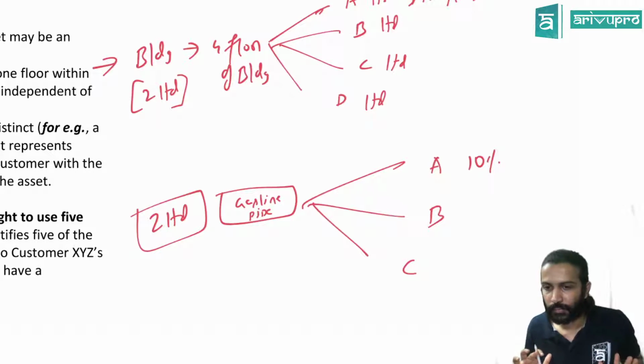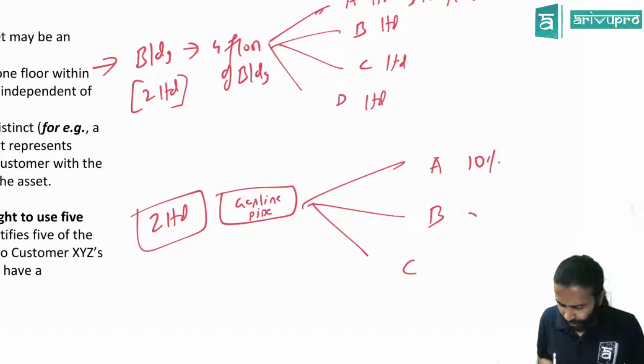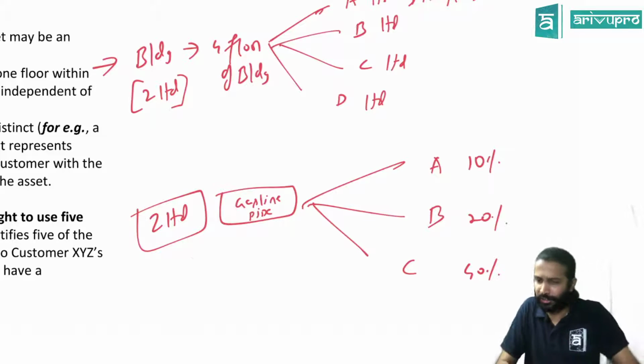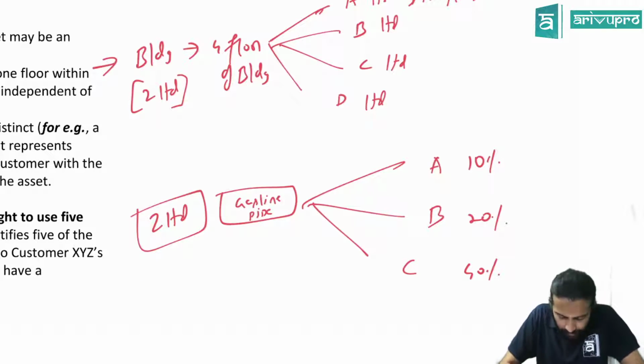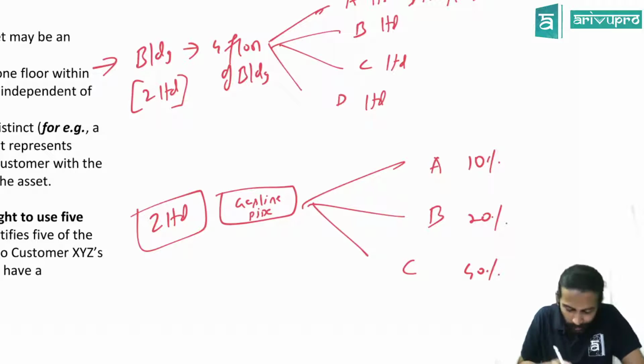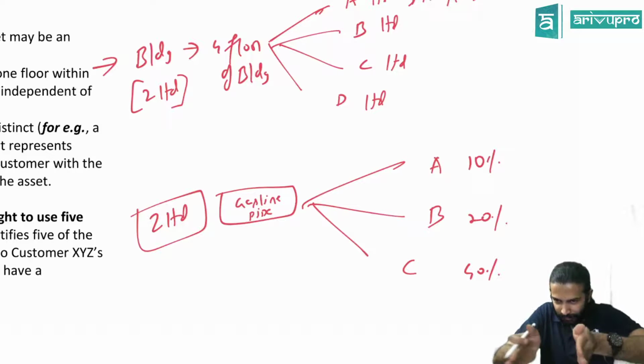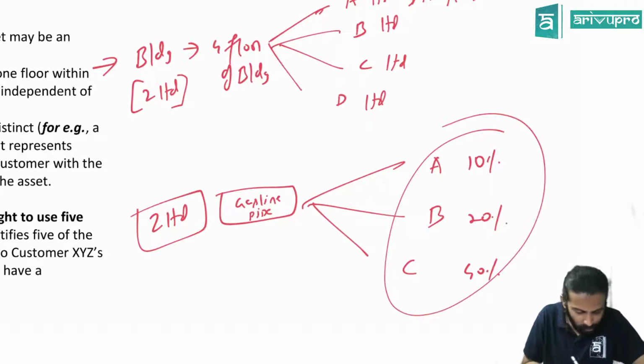Possible? Yeah. Okay. B Limited told I require 70%. Or let's say B Limited told I require 20%. C Limited told I require 40%. Okay, the rest is used by Z Limited for its own business. In this case, can you call it an identified asset? Because one asset, you can't split, only one pipeline is running, and that is being used by multiple users.